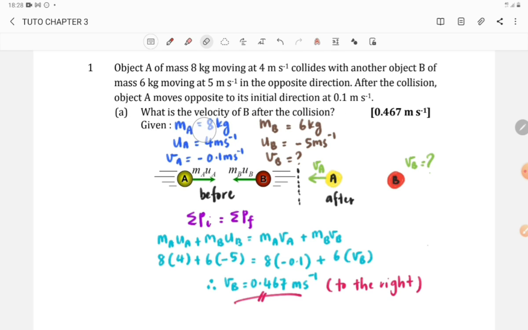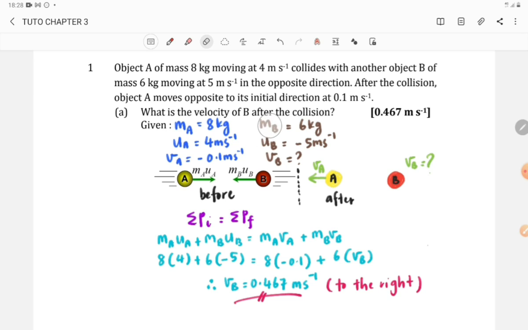So to get your VB after collision, first we need to list down all the information given. Given MA is 8 kg, UA is 4 meter per second, so VA is negative 0.1 meter per second. If we let UA be a positive value, automatically VA must be a negative value because after colliding with ball B, ball A travels in opposite direction to its original direction. So VA is negative 0.1 meter per second.